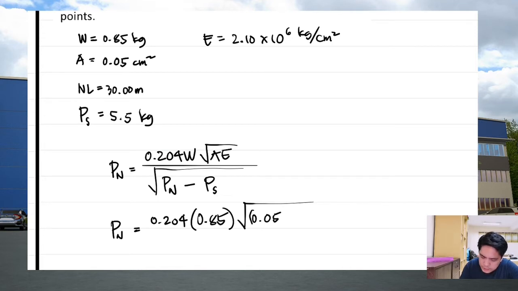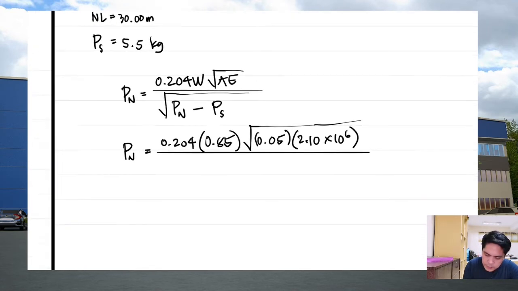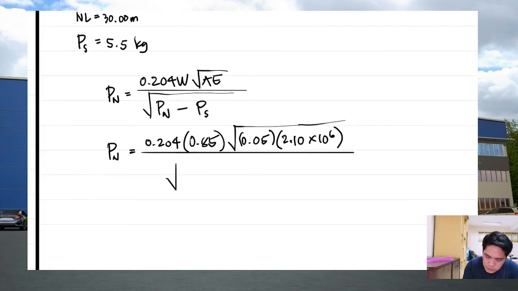That's in square centimeter. Then modulus of elasticity, also in square centimeter. So you'll have 2.10 times 10 raised to 6, then divide it by the square root of unknown Pn minus P sub S, which is 5.5 kilogram.